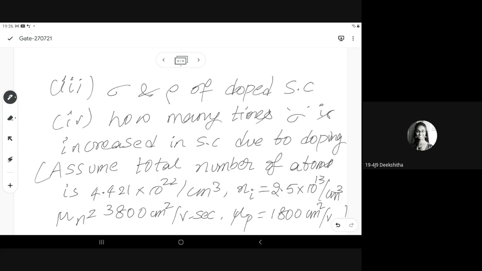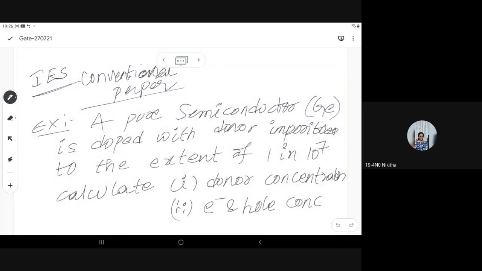Completed? First of all, we have to know the question. What is the question they have asked? It is a semiconductor material made of germanium, doped with donor impurities. Donor impurities, in the sense, what type of semiconductor is it? P type or N type? N type semiconductor. So what is the doping ratio he has given?